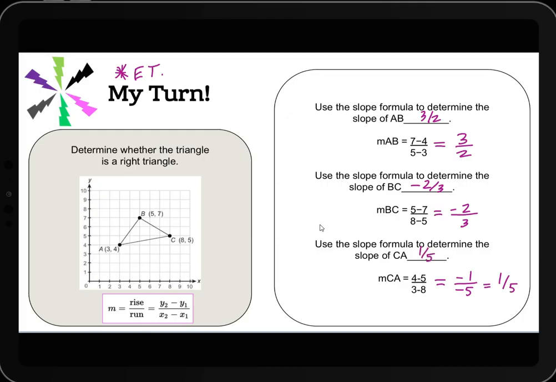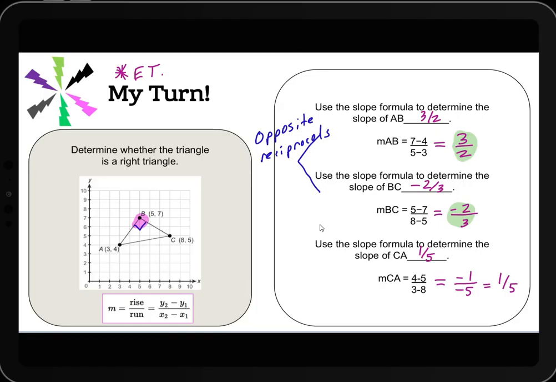Now we should be able to recognize a couple things. One, right away we can see that for the two slopes for AB and BC, we have opposite reciprocals. I want us to take a moment and identify that these two slopes provide us opposite reciprocals. Because they do, we can conclude that the angle B, which is where the sides intersect each other, is indeed going to be a right angle.